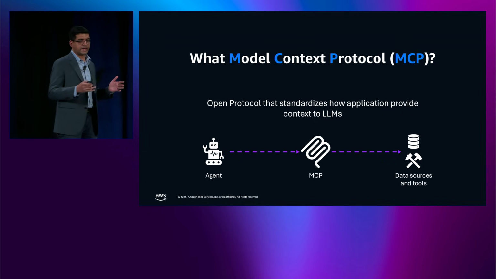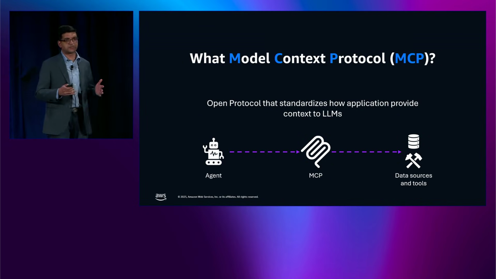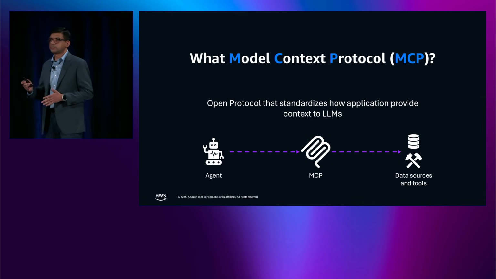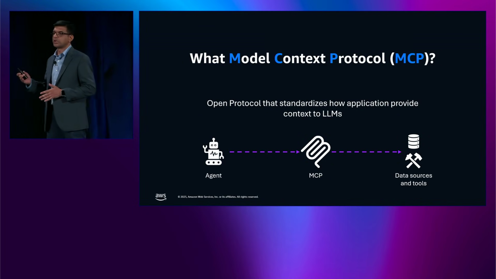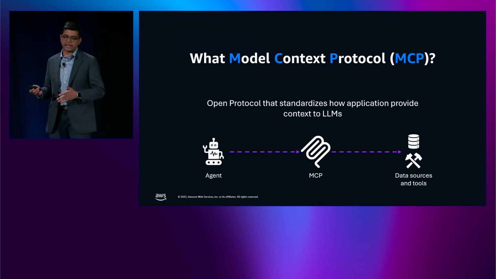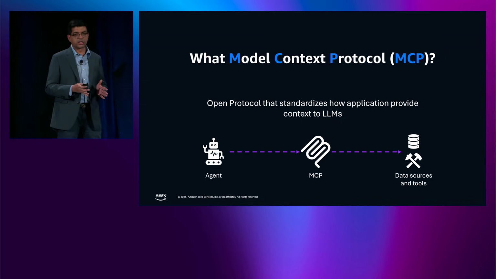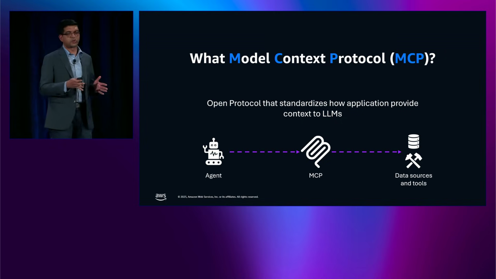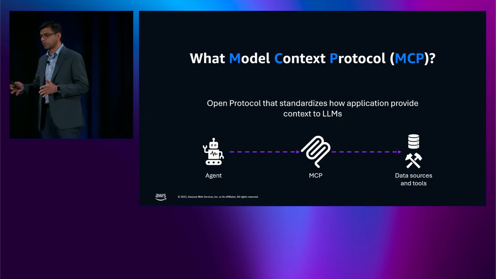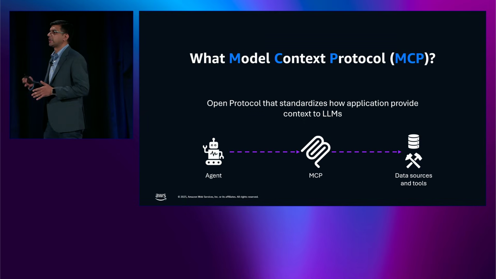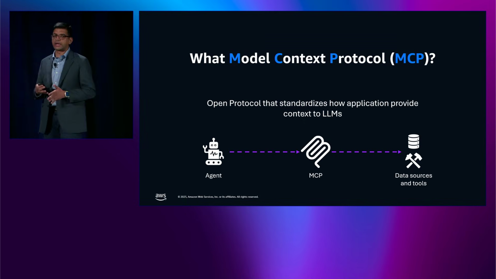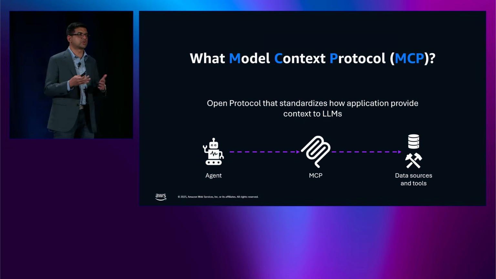So instead of an agent integrating with every system in its own custom way, MCP gives you a common, consistent way to describe tools and share data. This means that agents become more portable, integrations are reusable, and you can avoid the one-off plumbing that you have to do every time a new agent talks to a new source or you want a new capability.